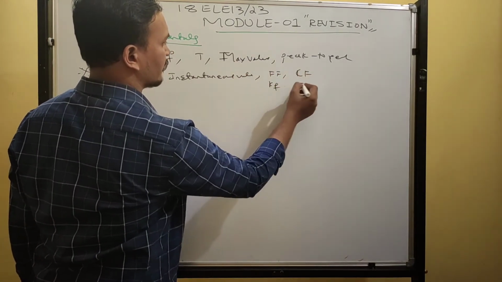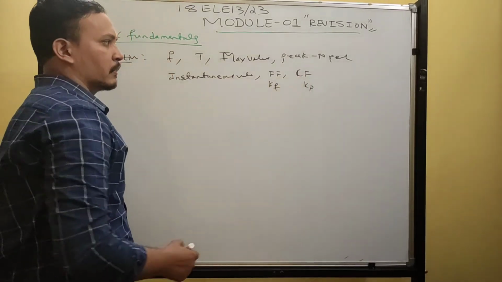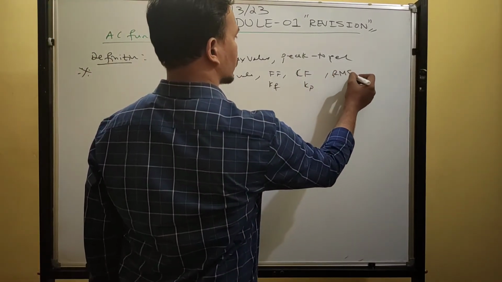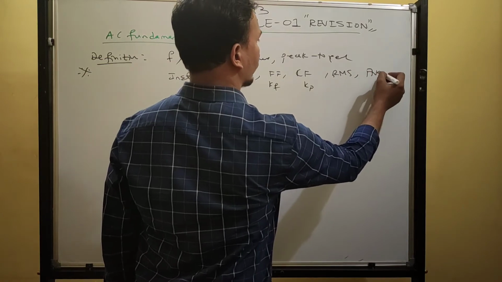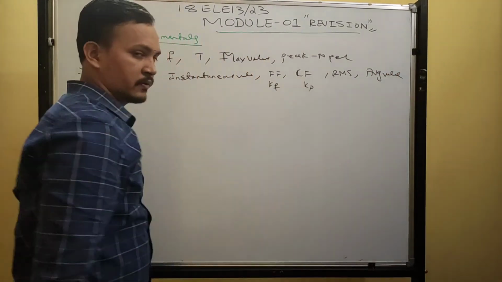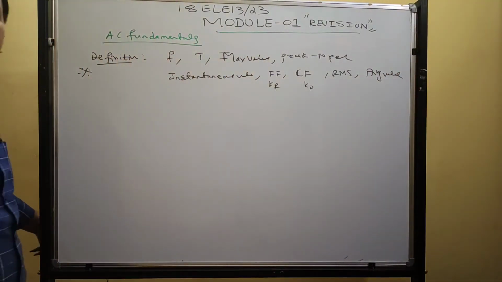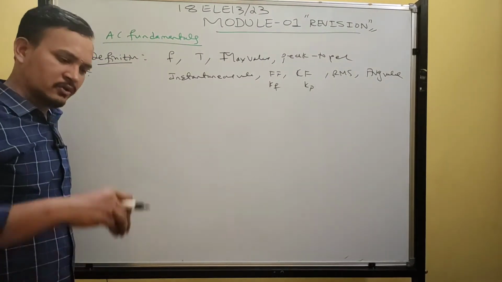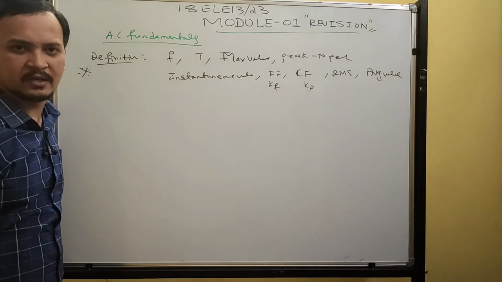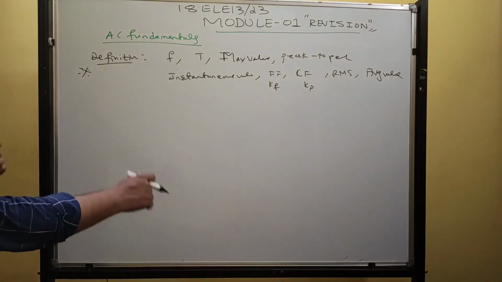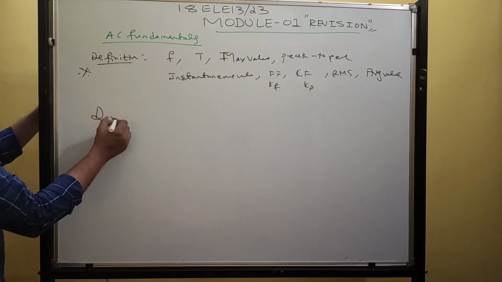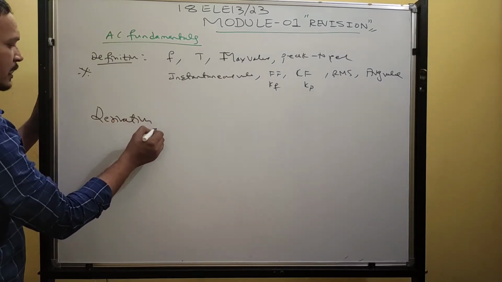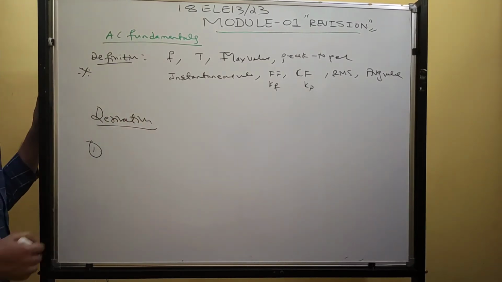Form factor is Kf, crest factor is Kp. Then define RMS value, define average value, define cycle, define angular frequency. Like that, 10 to 12 definitions will be there. You must study all the definitions. Later, the second part is derivations. What are the derivations?